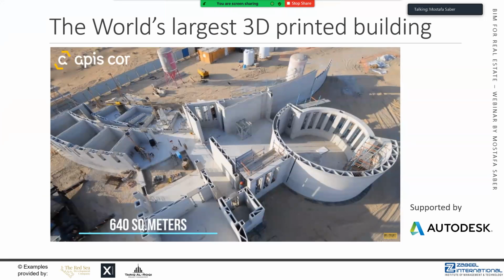This is also an image of the world's largest 3D printed building, done by Apis Cor, and you can see that this has also been powered by Autodesk, because it's significant for them. They are empowering part of this technology and making sure that it's as smooth and efficient as it could be.